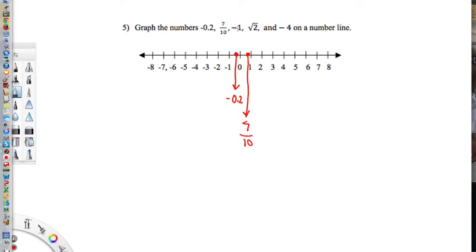And then my next number is a -1. Oh, that life couldn't be any easier. It's actually labeled there. It's right there. I'm not even going to draw a line because we got it right there, -1. And then the square root of 2.